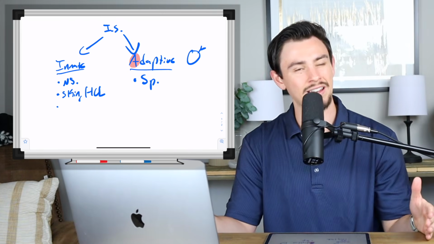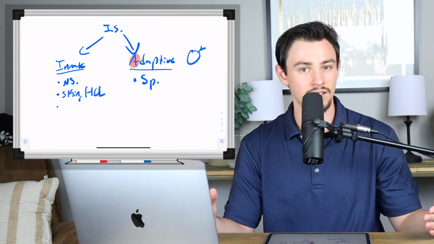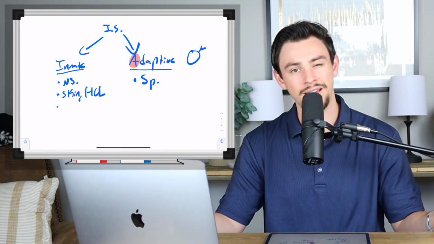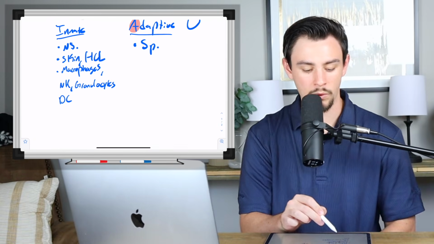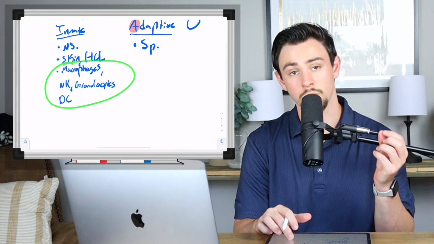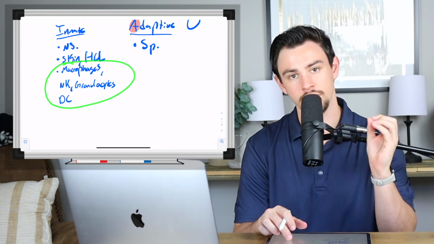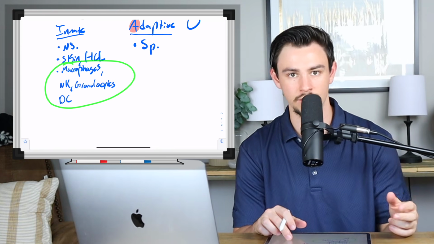And I'm going to list them out. I don't know that you're going to be tested on this on the MCAT, but I'll feel better if I at least tell you. So these are the white blood cells that you want to be thinking of in context with the innate immune system. These are the ones that the MCAT might test you on: macrophages, natural killer cells, granulocytes, dendritic cells.